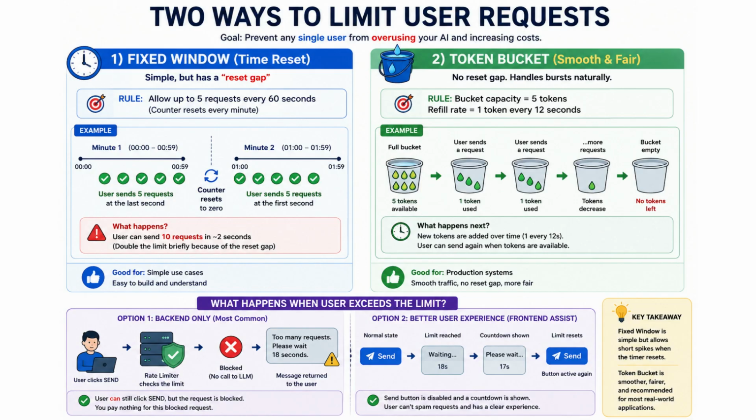In practice, fixed window is a great starting point because it's simple and effective. But for production AI applications, token bucket is usually the preferred choice because it provides smoother traffic control, better fairness, and stronger protection for your AI budget.